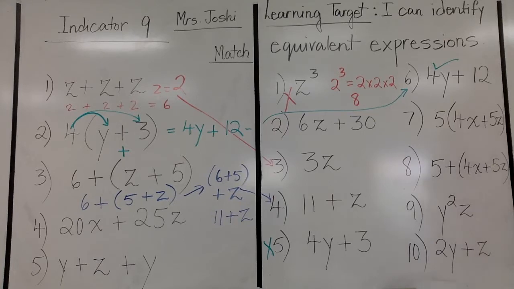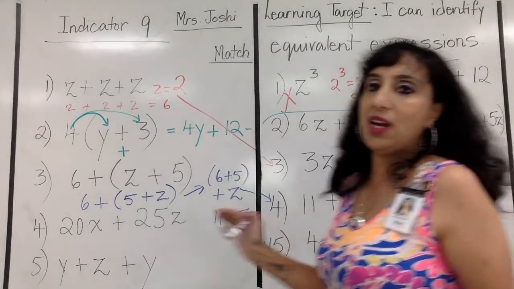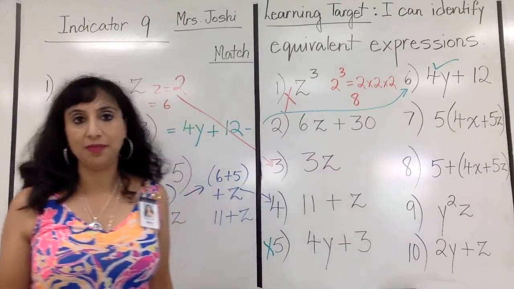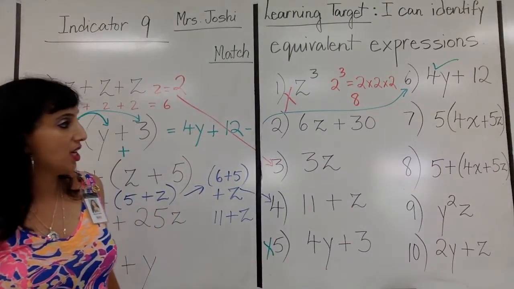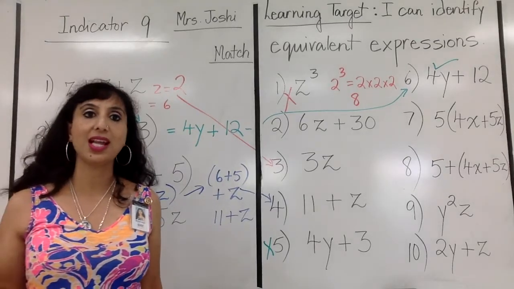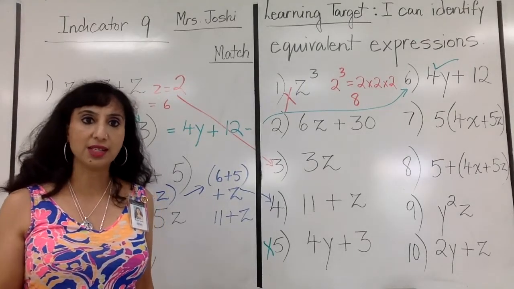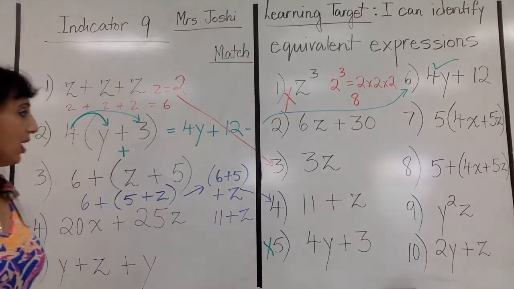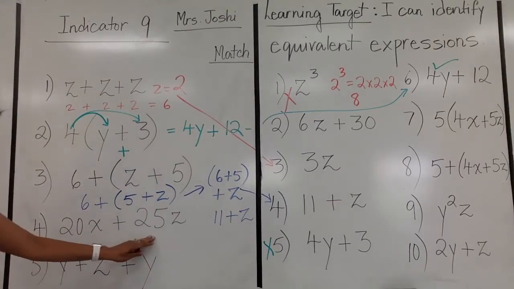Let's look. If I do 5 plus 4x plus 5z, there are no like terms. I cannot add anything, or even factor out anything over here, because there's nothing alike. So they're all unlike terms. Let's look at these two.